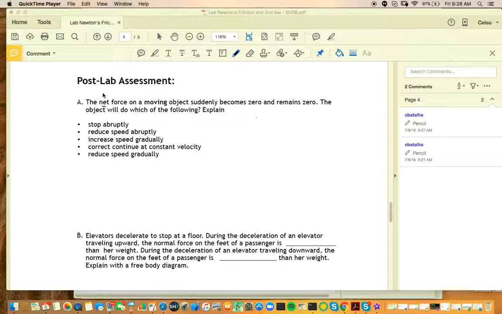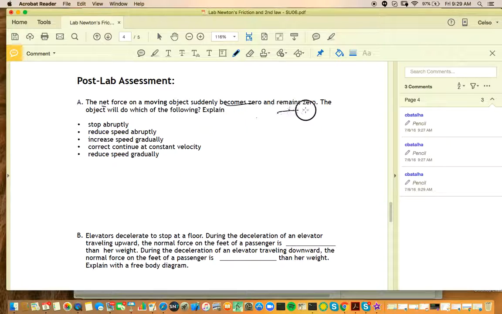But basically, first situation: you have an object that is moving, subject to a net force, and suddenly this net force becomes zero and remains zero, right? So that's the situation. Imagine you have a block, and there is a net force in this direction. This is the net force.